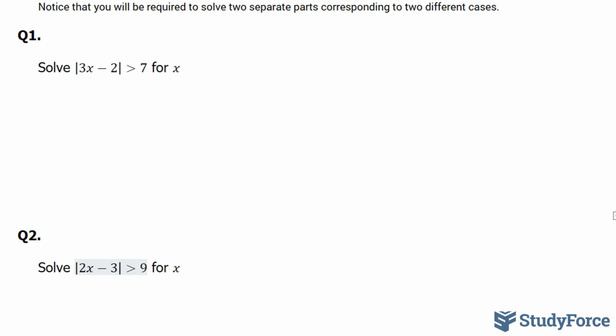Just like in the previous video, you'll be required to solve 2 separate parts corresponding to 2 different cases. In this case, the first part will be 3x minus 2 is greater than 7, and the second case will be 3x minus 2 is less than negative 7. So let's go ahead and solve for x in each situation.